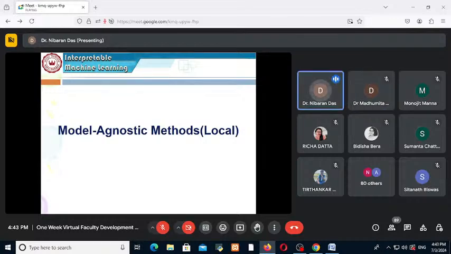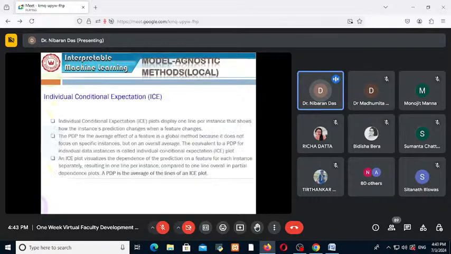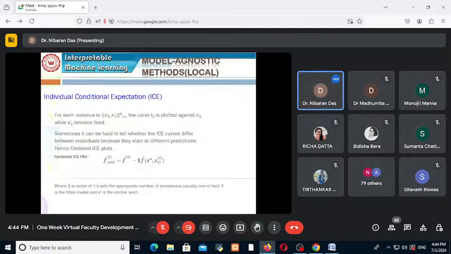Okay, now we could start model agnostic methods for the local. Individual conditional expectation plots display one line per instance that shows how the instance's prediction changes when a feature changes. The PDP, partial dependence plot, is the average of the lines of an ICE plot. But a PDP was for the global, whereas here we can utilize it for a single prediction. For each instance, the curve f-hat is plotted against x_S while x_C remains fixed.